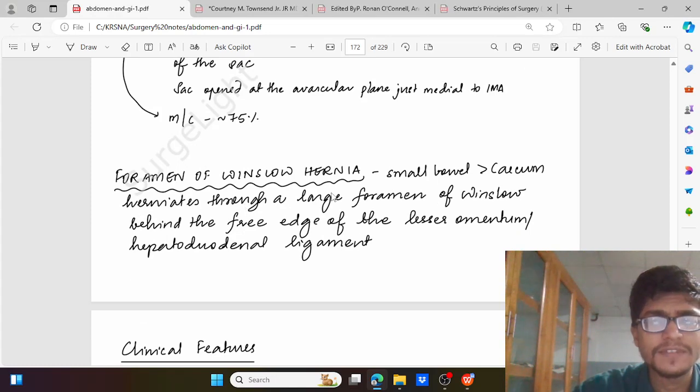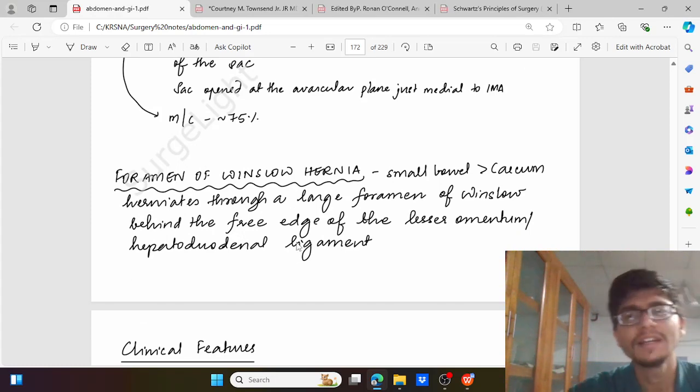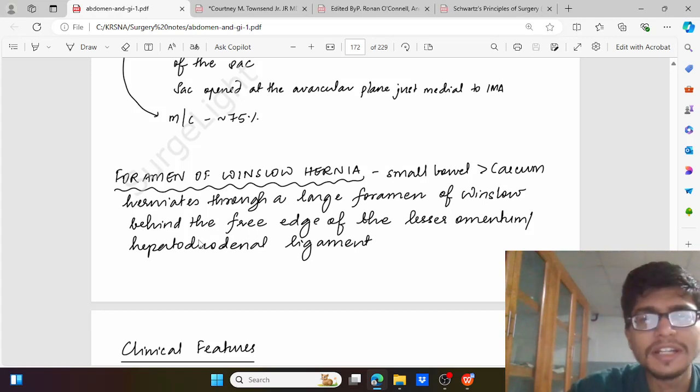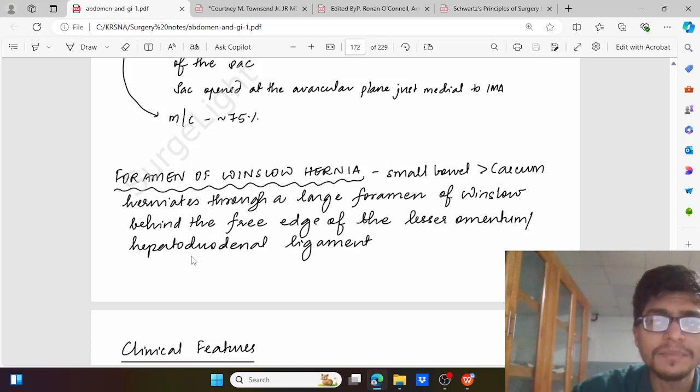Then foramen of Winslow hernia, where the small bowel or cecum herniates through the large foramen of Winslow behind the free edge of the lesser omentum or hepatoduodenal ligament. So just behind the lesser omentum or the hepatoduodenal ligament in the upper abdomen, the small bowel or cecum can go through it if the foramen is large.